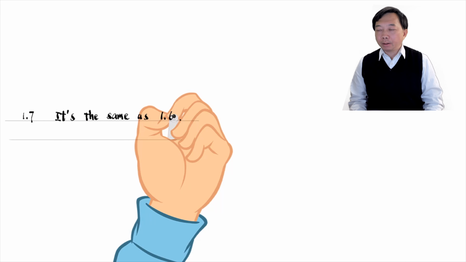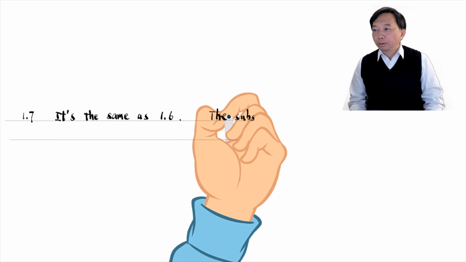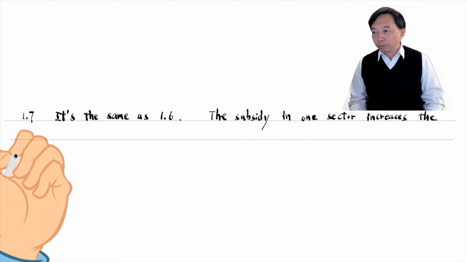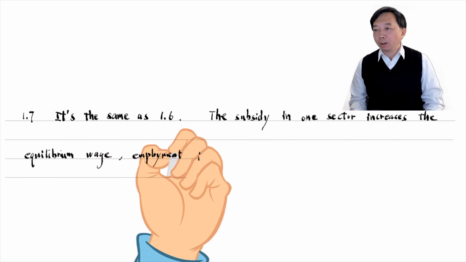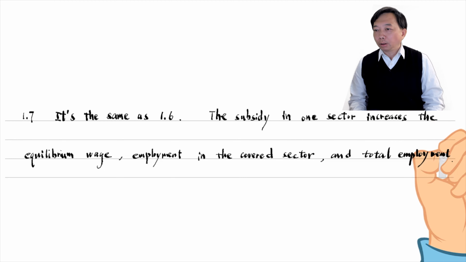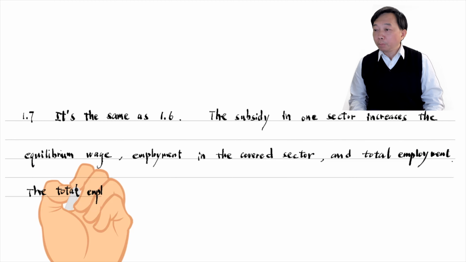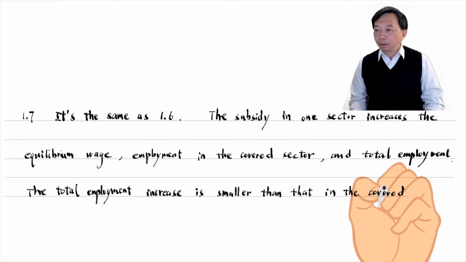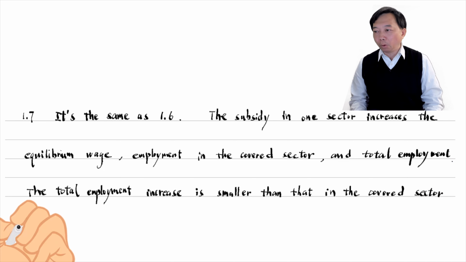It is the same as exercise 1.6. We can solve it in 4 steps. You can give it a try. In conclusion, the subsidy in one sector increases the equilibrium wage, employment in the covered sector, and total employment. The total employment increase is smaller than that in the covered sector because employment in the uncovered sector falls.